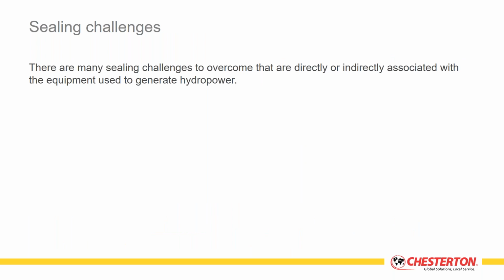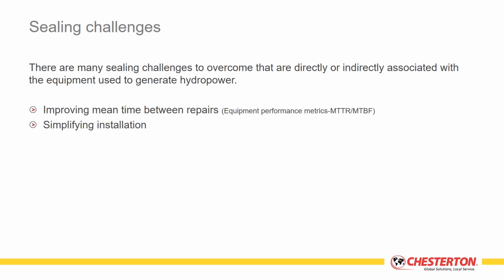What are the typical sealing challenges related to Kaplan runner blade turbine sealing applications? There are several direct and indirect challenges. First of all, improving the mean time between repairs, which is the typical area of the equipment performance metrics, MTTR and MTBF. MTTR is the mean time to repair, and MTBF is the mean time between failure. The obvious desire of the customers is to improve and prolong the lifetime of the seals in such applications.